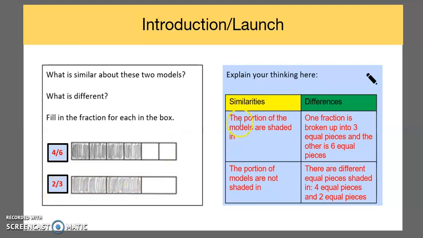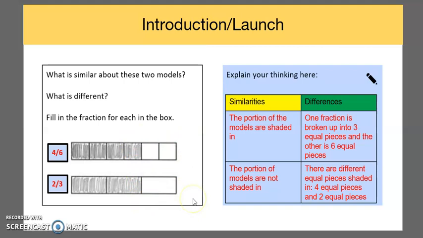In our similarities, the portion of the models are shaded in. Based on the two fractions, the same portion is shaded in. Another similarity is the portions of the models are not shaded in. The same portions that are not shaded are the same.